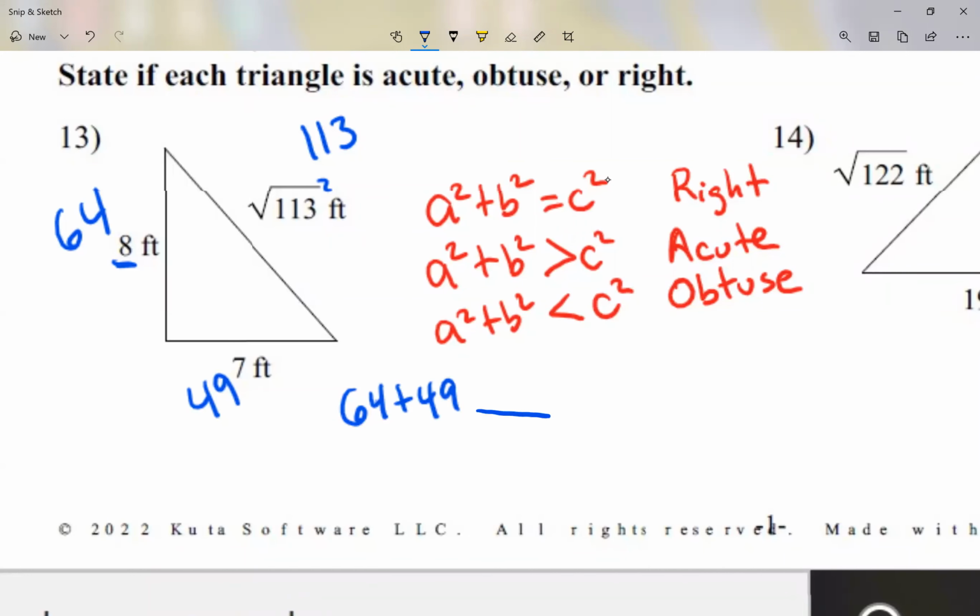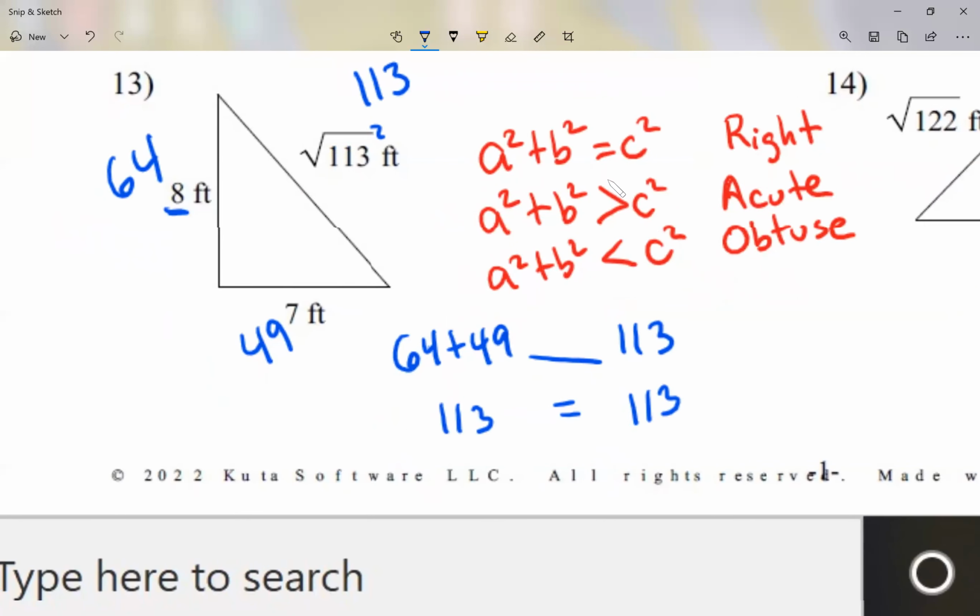Let me leave a space because I don't know if I have an equal sign, greater than, or less than, and then 113. The biggest number is the one that I put by itself. I add the two smaller numbers. Keep in mind, I already did the squares, so I don't have to square them again. Now 64 plus 49, that's 113. The other side is 113. I have an equal sign. And I said earlier, we get the equal sign when the triangle is a right triangle. So my answer will be right.